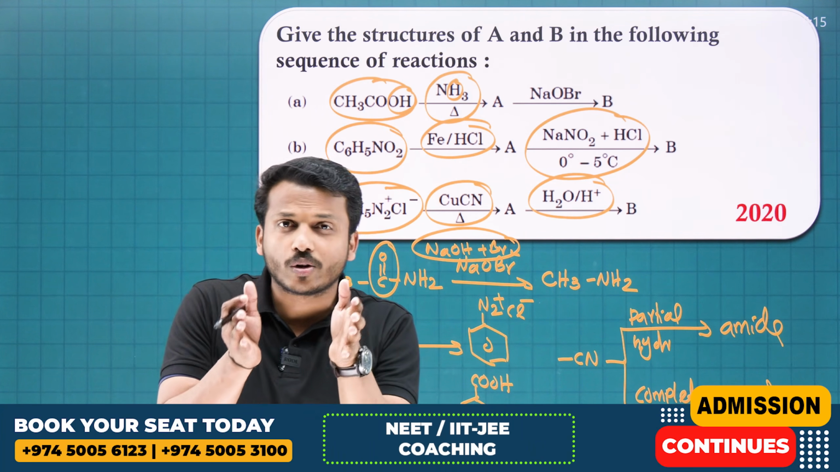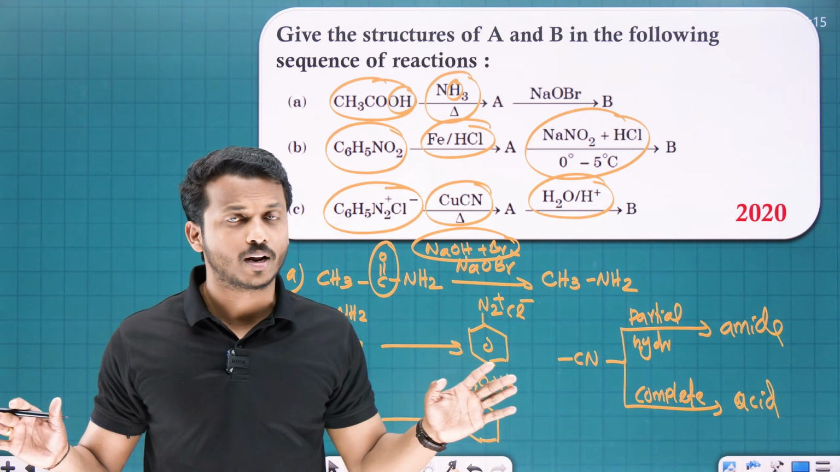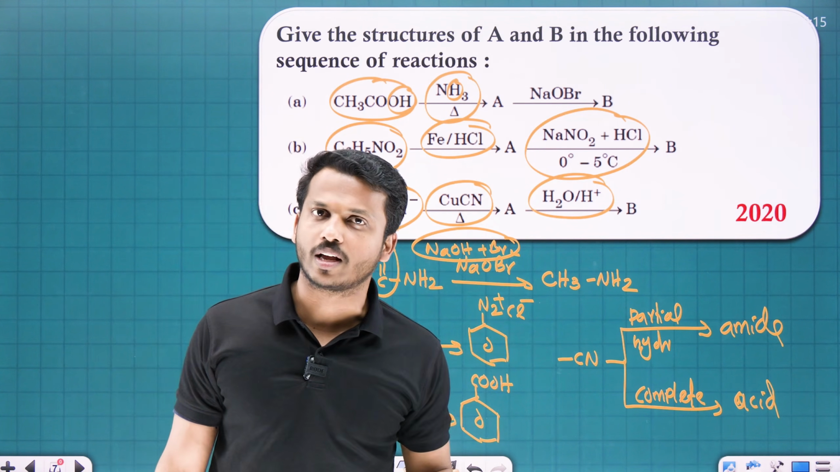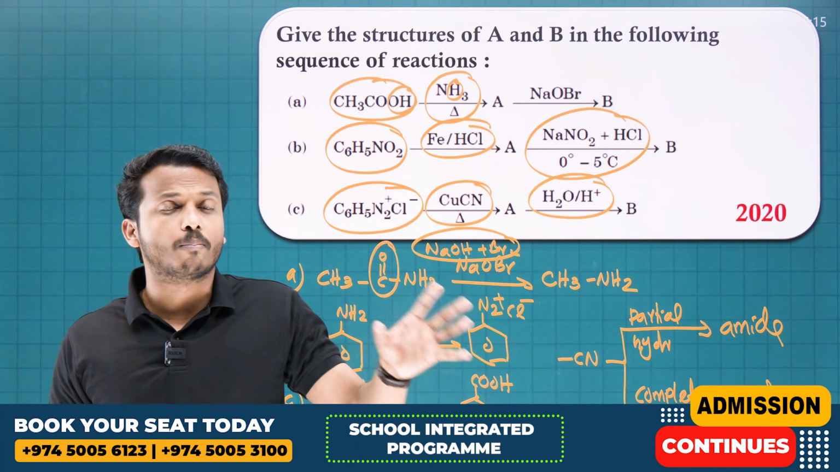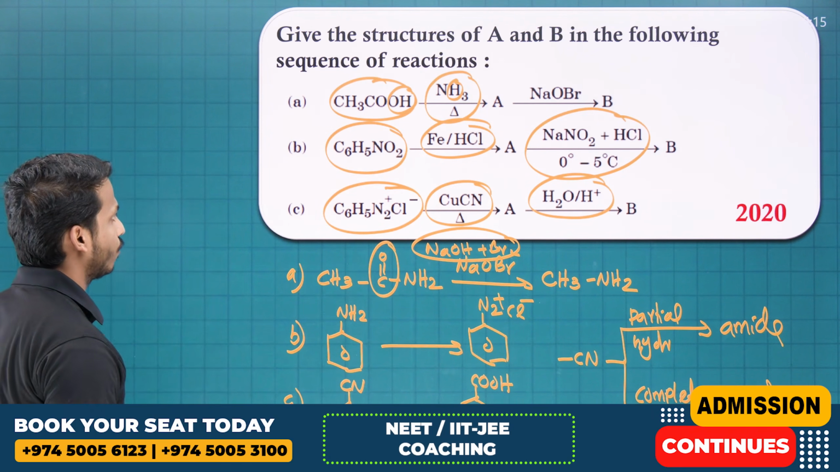So depends on the reaction only we can say what should be the product. Remember, I'll tell you during the discussion: cyanide on partial hydrolysis you will get amide, cyanide on complete hydrolysis you will get which one? Carboxylic acid. Okay, so I think all of them we did.